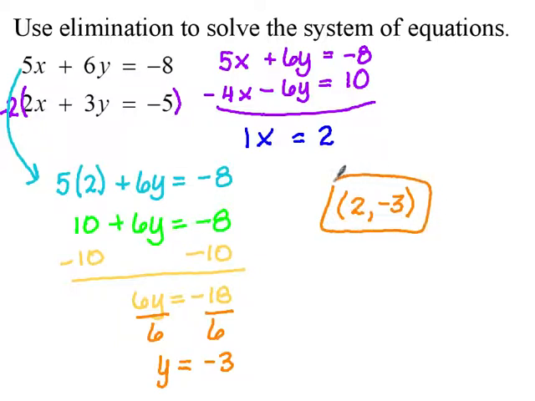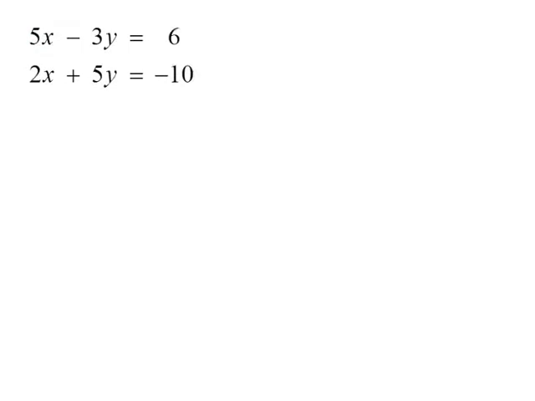Questions? Let's look at another one. Okay. 5x minus 3y equals 6, and 2x plus 5y equals negative 10.